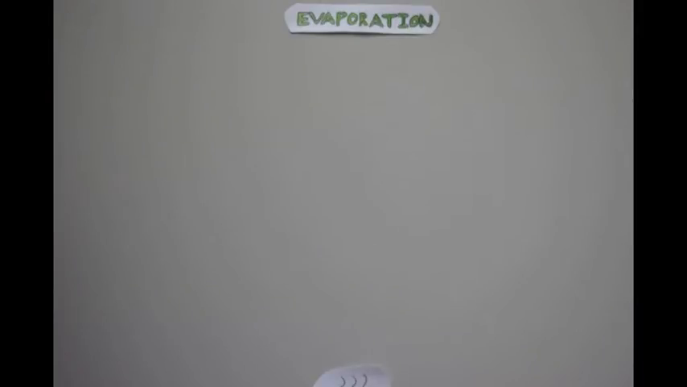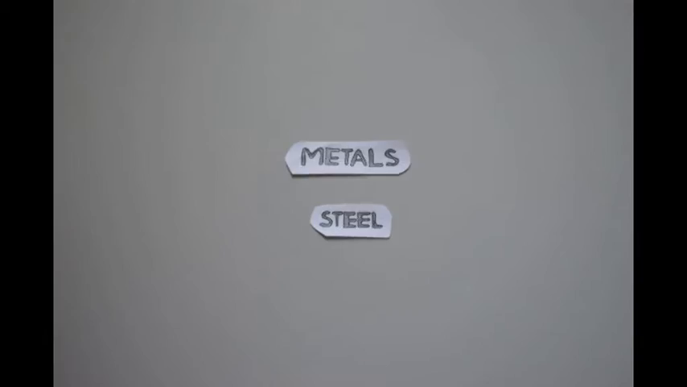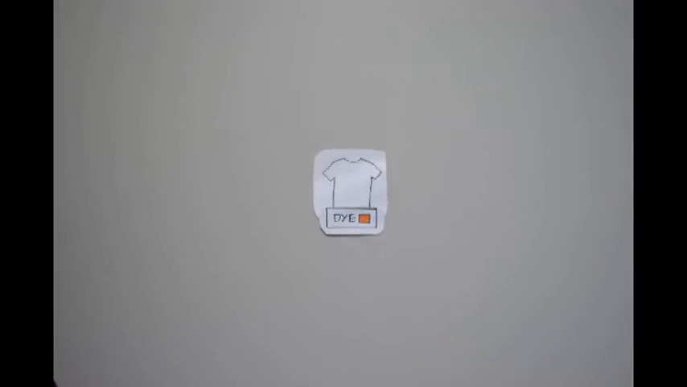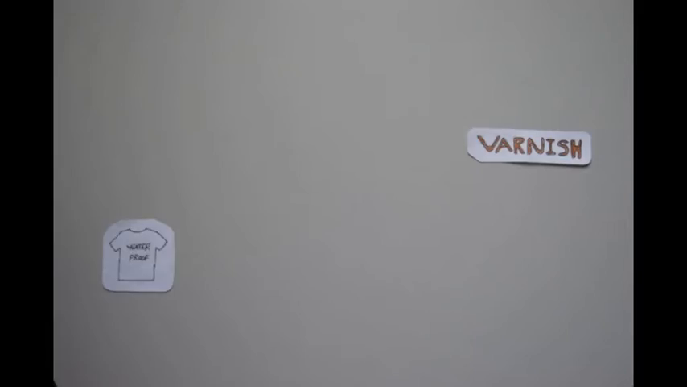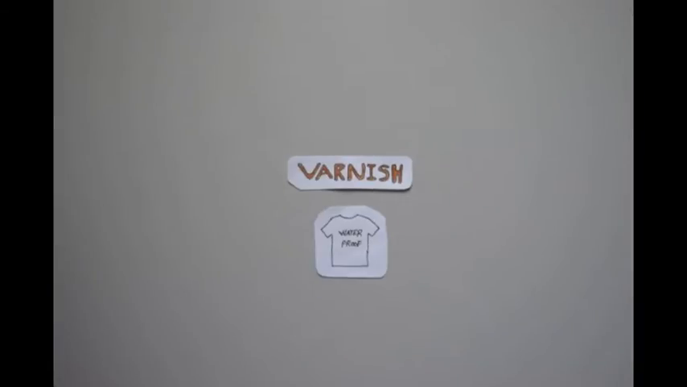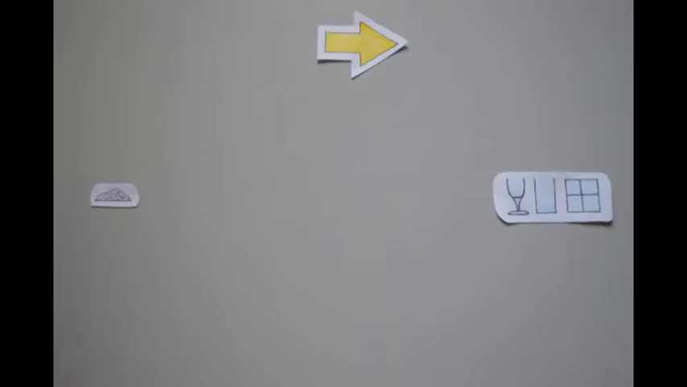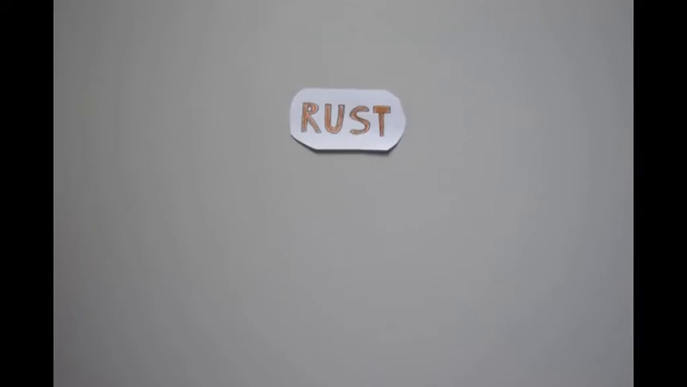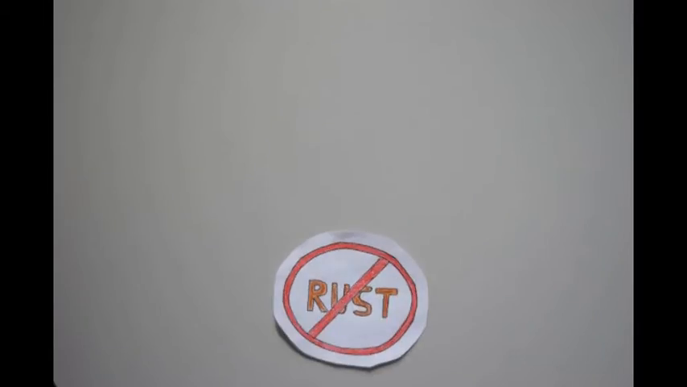Jabir also found many chemistry methods in the preparation of various metals and the development of steel, dyeing of cloth, varnishing of waterproof cloth, use of manganese dioxide in glass making, prevention of rusting, and lettering in gold.